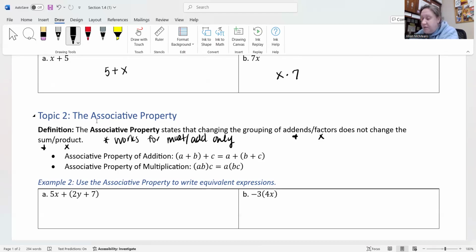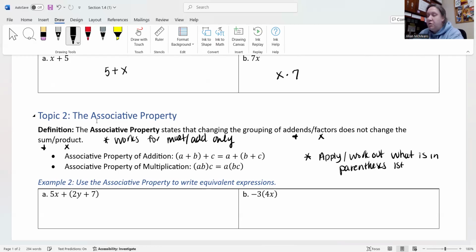So the associative property of addition says if we have A plus B grouped together and then we add C, it's going to be the exact same thing as having B and C grouped together and then adding A, okay? Please do note, apply or work out what is in parentheses first. Hopefully you remember that from the order of operations. You always take care of what's in your grouping symbols first. So you always want to do the addition or multiplication or whatever is in parentheses first and then do what's outside.